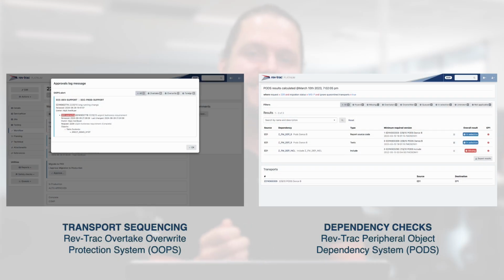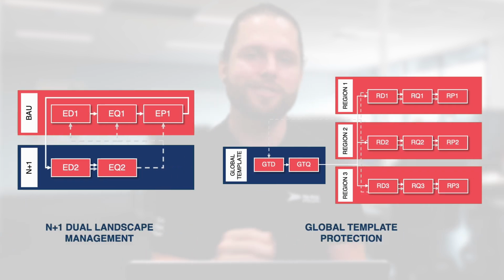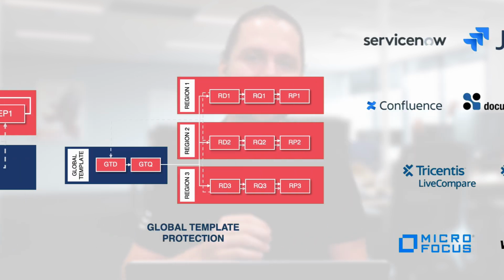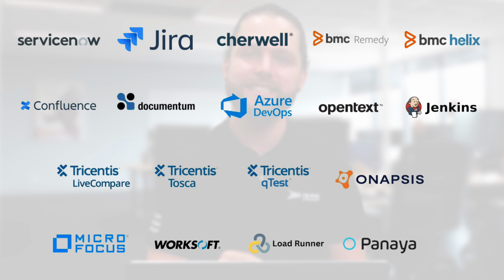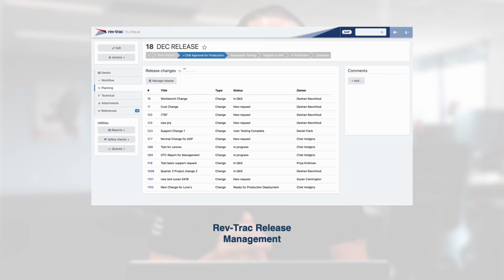Rev-Trac's unified approach to ABAP and BTP change management is the first of its kind, and is just the tip of the iceberg in terms of value it brings to SAP IT teams. It also reduces change risk with automated sequence and dependency checks, and eases complexity with N+1 and global template support. Rev-Trac also enables SAP DevOps by seamlessly integrating with ITSM, testing, code checking, and other third-party tools, as well as Cloud ALM, and also increases change volume and velocity with advanced release management capabilities.